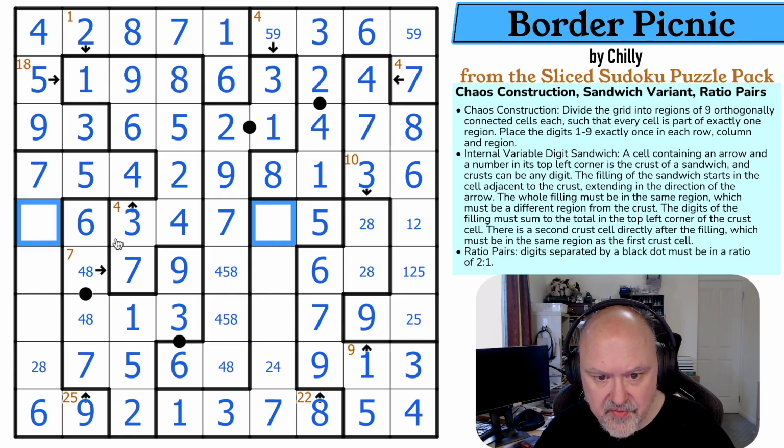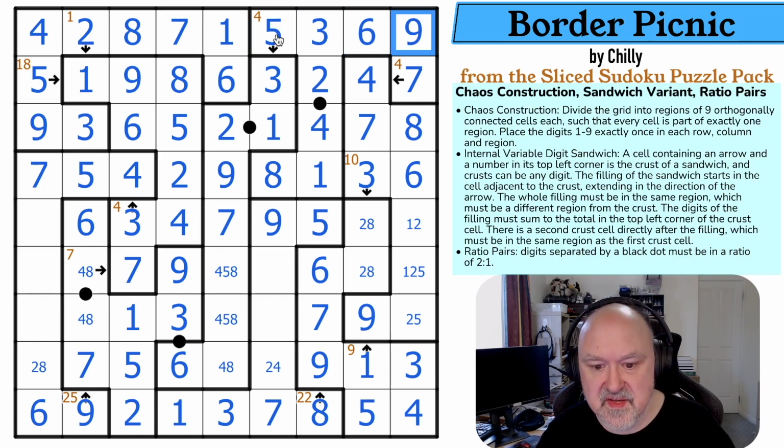Nine is in one of those. Where's 9 in this row? I can't put it there. There's a 9 in the region and column already. These are already filled. I can't put 9 there. There's one in the region. So this is a 9. So that makes this the 5 and this the 9. I could have done that from the column.